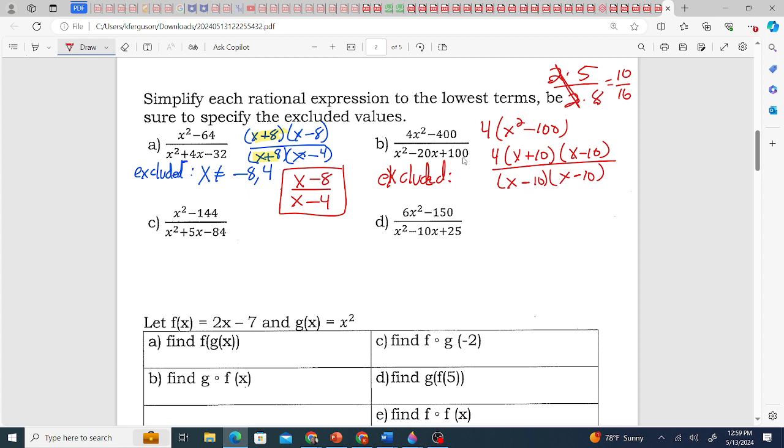What are my excluded values? Just positive 10. X cannot equal 10, because if x equals 10, I get 0, because they're both negative.